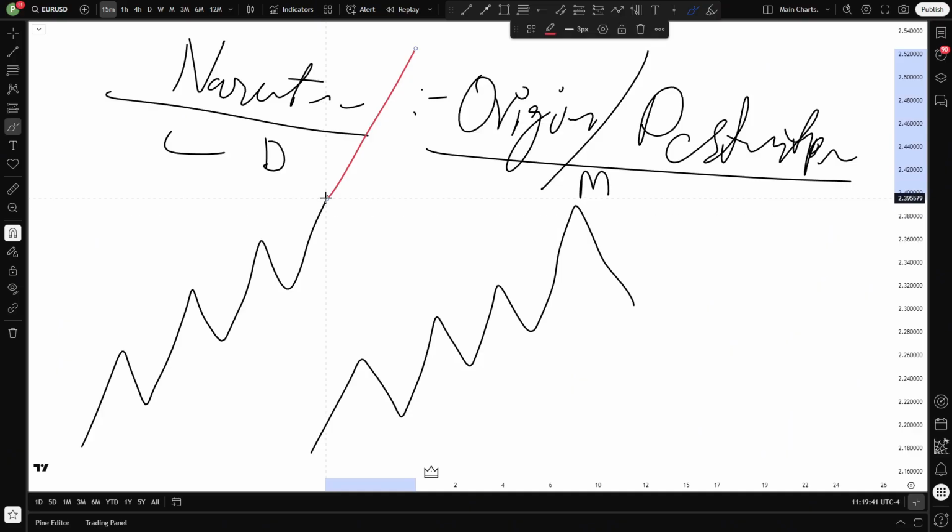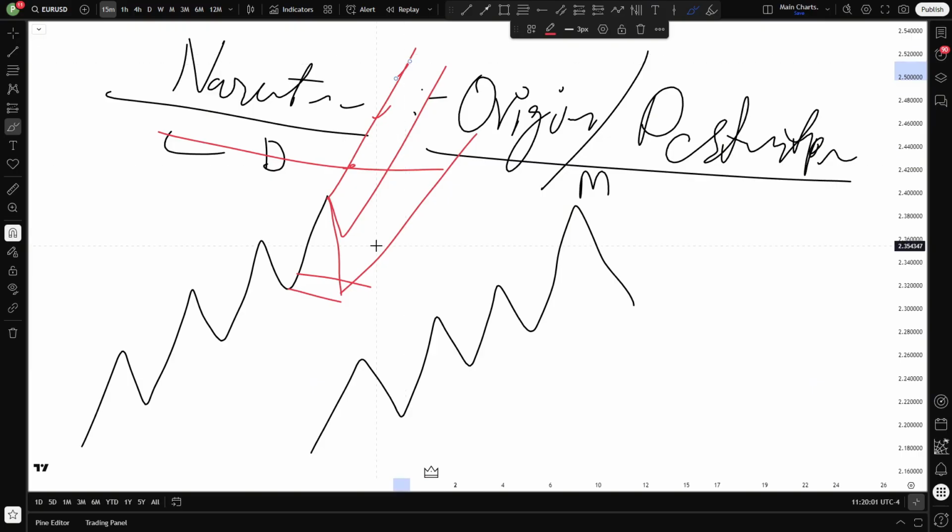here, or are we going to retrace till here and then expand, or are we going to come down lower, test a key level, and then expand from there? And narrative is all about figuring this out. And then it's also about determining where this range expansion is going to end. Is it going to end here, here, or there?